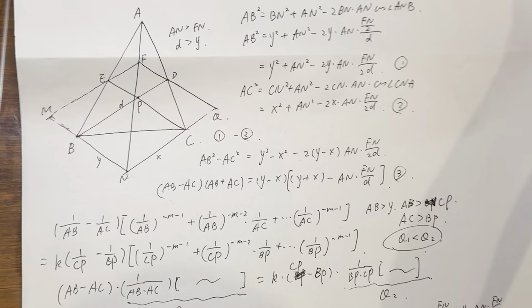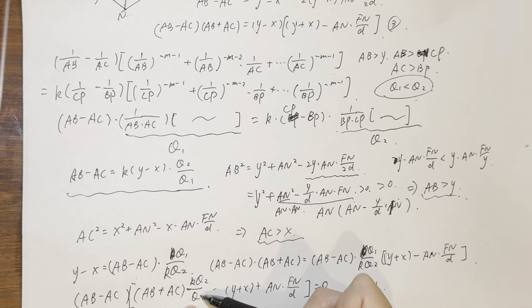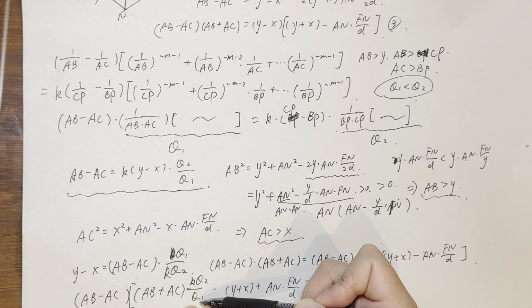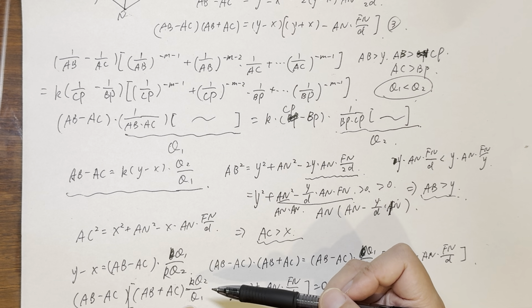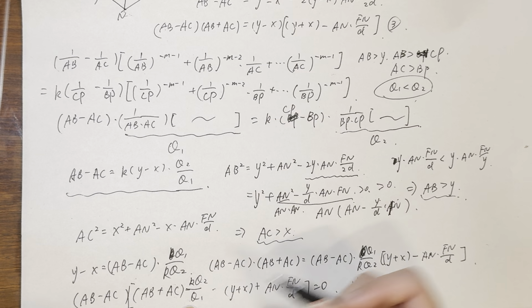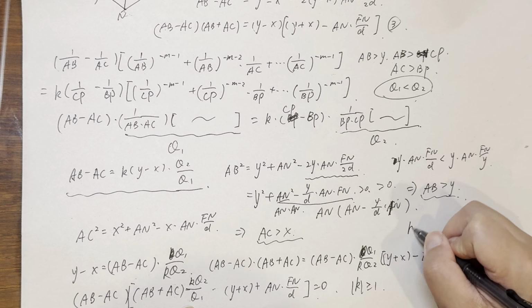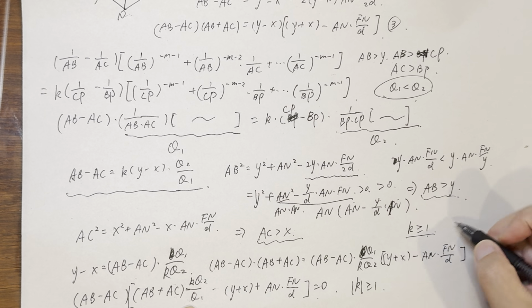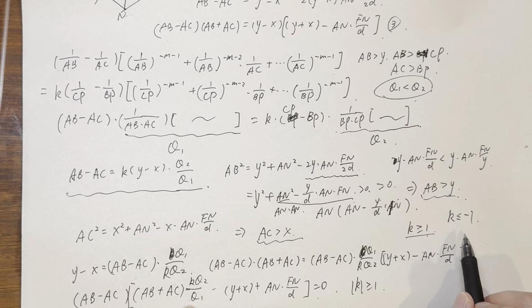This is important. If you look at it here, Q1 is less than Q2, so Q2 to Q1 is larger than 1. K is larger than 1, right? So we can assume that K is larger than 1. The case K is larger than 1, and then we consider another case that K is less than or equal to minus 1, right?